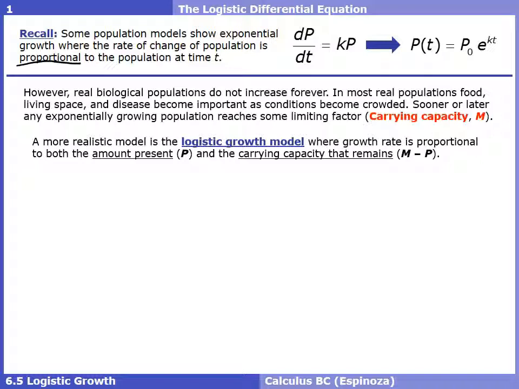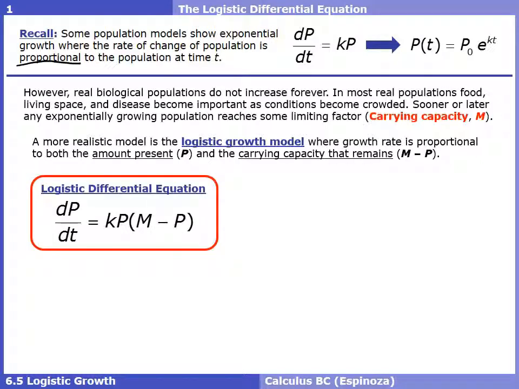And of course, if we wanted to know how much space we had left, we would have to take that M, which is our carrying capacity, the most we could have, and we would subtract away the population at some time. So this is how the logistic differential equation looks. It looks almost identical to our exponential model, except instead of multiplying by just P, now we're multiplying by that difference between the carrying capacity and the population at some point.